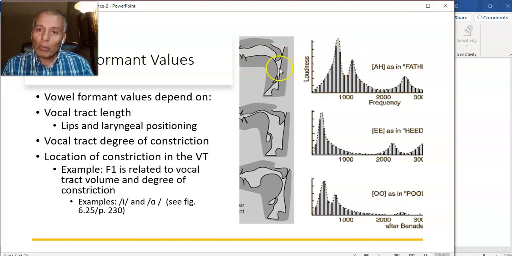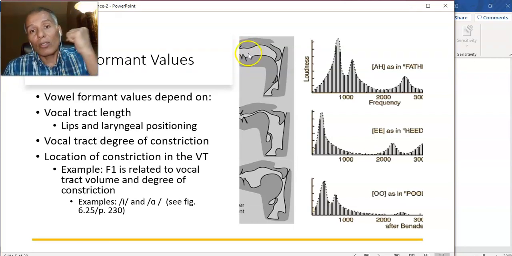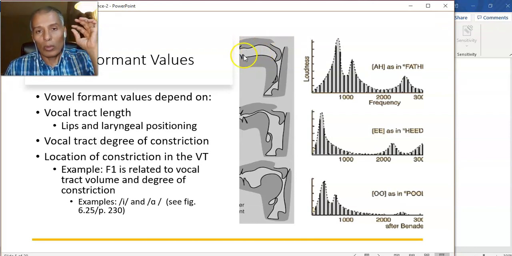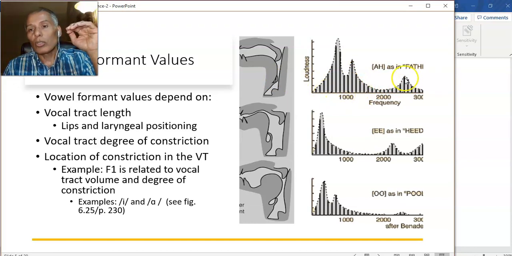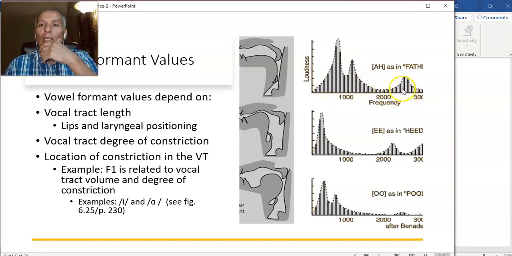Why is F2 lower than usual? You look at the size of the oral cavity that's available here. The space available is greater, and in addition, you open your jaw, so there's a greater volume in the front, so you get an F2 that is lower. Then F3 is here, where it would be expected, but it skips and skips, and then shows up for this particular sound way late, maybe around 2,500 or so.